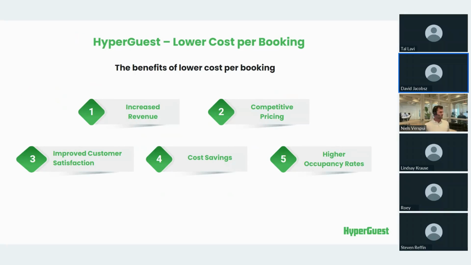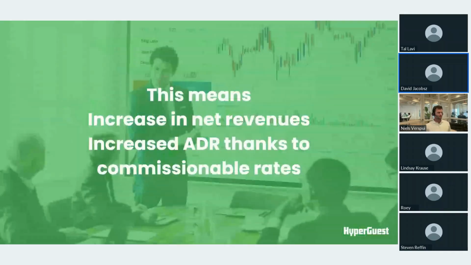So we want to assist you with direct distribution, giving agents, B2B agents globally, direct access to your rates and availability so that they can start booking you directly. Your revenues will increase, average room rates will increase, and it's all still uncommissionable rates. So it's a win-win for you, it's a win-win for the agents as well as for your guest going forward.